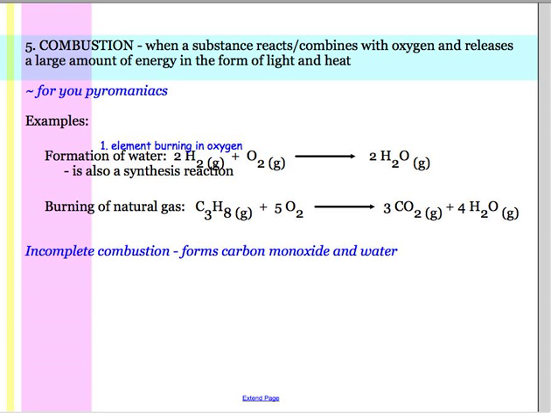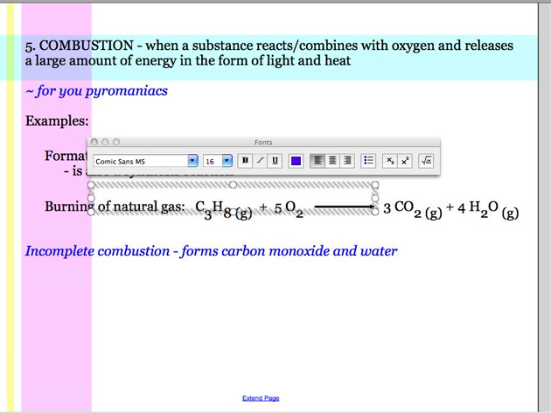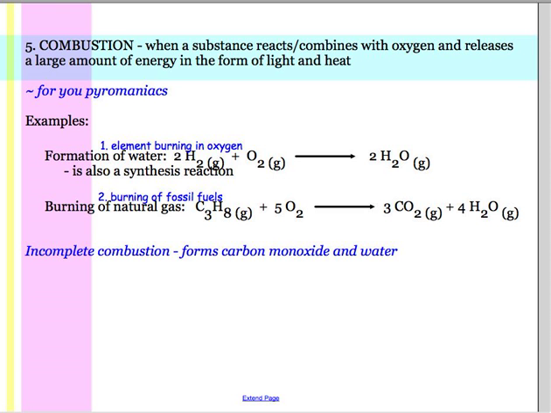The second type that we're going to look at is burning of fossil fuels. This is where you burn organic compounds. So right here we have propane. If you have a propane tank at your house and maybe a fireplace, this is the reaction that's happening. You have your organic compound, you burn it in oxygen, and it always makes carbon dioxide and water.